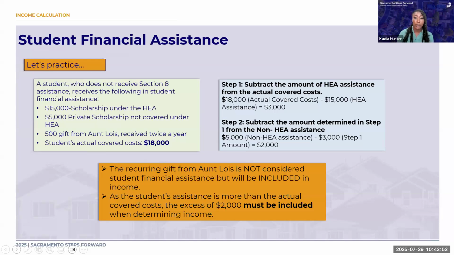Step two, we're going to subtract the amount determined in step one from the non-HEA assistance. So $5,000 minus $3,000, step one, equals $2,000. The recurring gift from Aunt Lois is not considered student financial assistance, but will be included in income. As the student assistance is more than the actual covered cost, the excess of $2,000 must be included when determining income. Next slide.